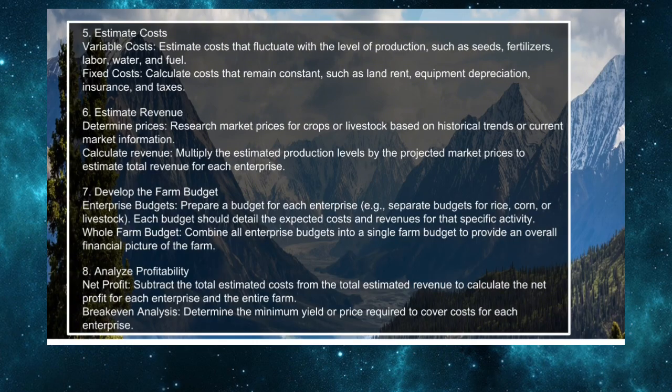Farm planning step 6. Estimate revenue. Here we discuss how to estimate revenue. To do this, farmers must research current and historical market prices for their crops or livestock. Once prices are identified, they multiply the projected yield by the expected market price to get total revenue.